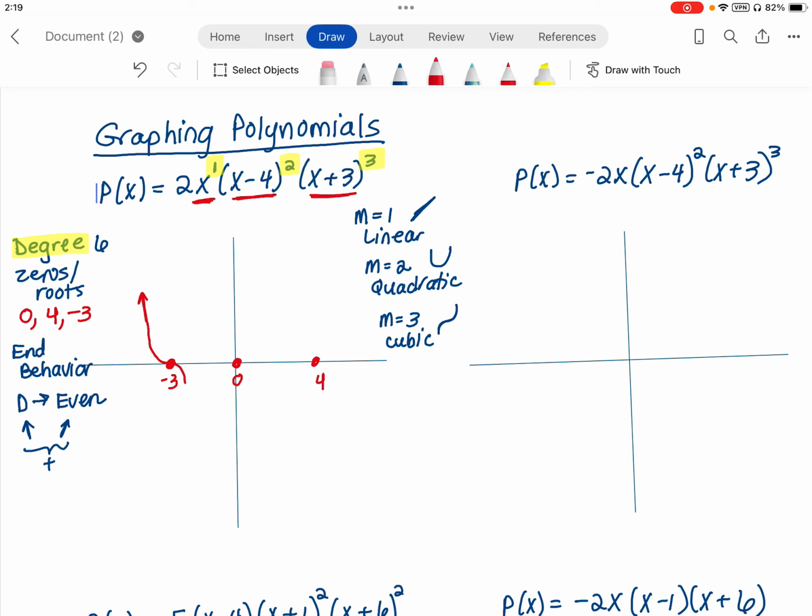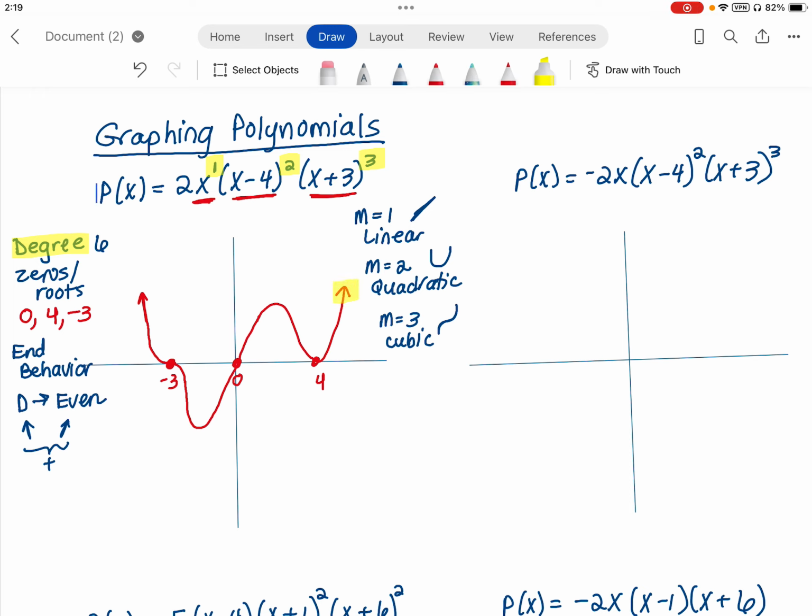And then when I come to my root of 0, it has a linear multiplicity. So it's going to go down, and then it's going to come back through, like I said, a linear look to it there. And then at my root of 4, it's going to have a quadratic look to it because of the multiplicity of 2. And so it's going to come and touch it and turn around.